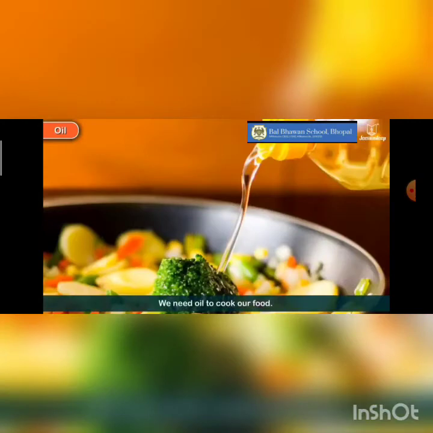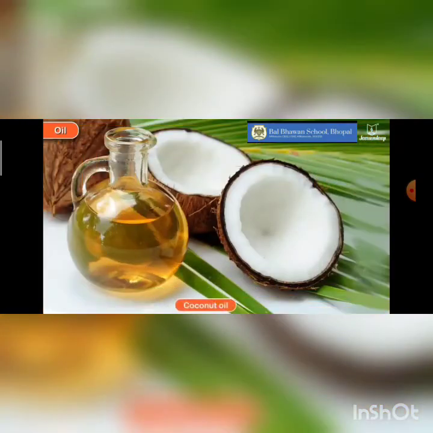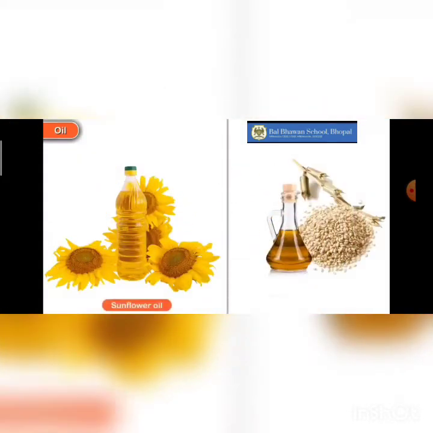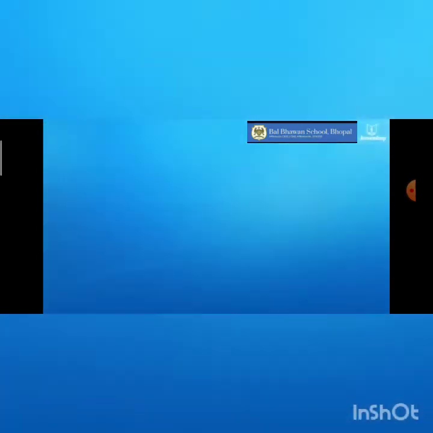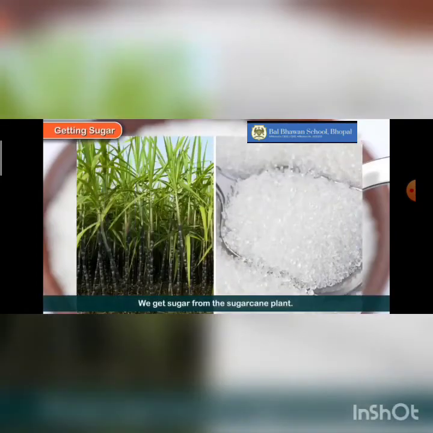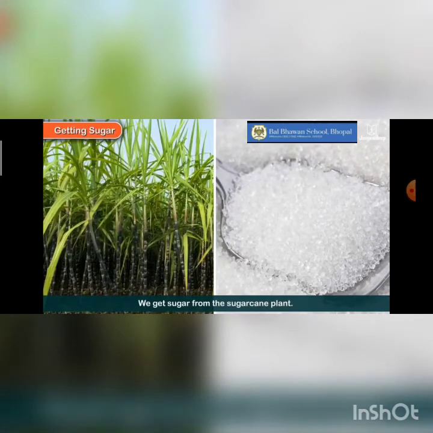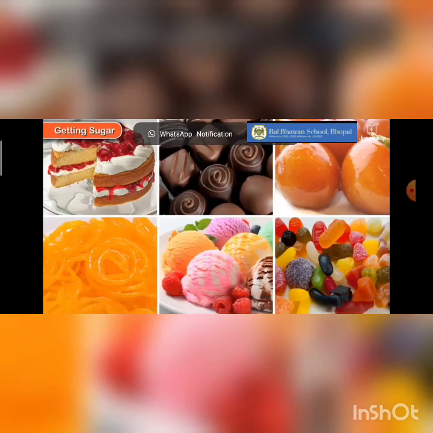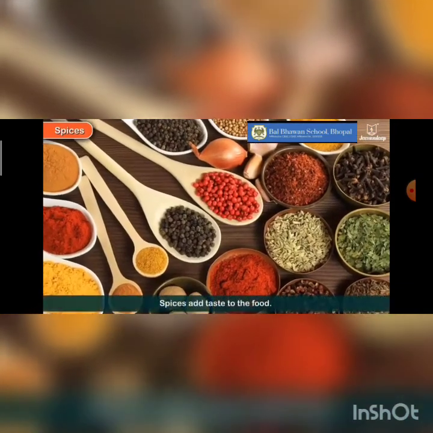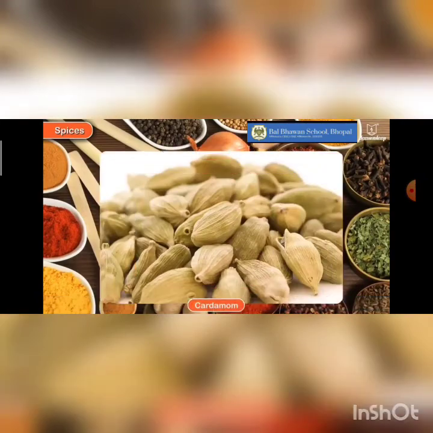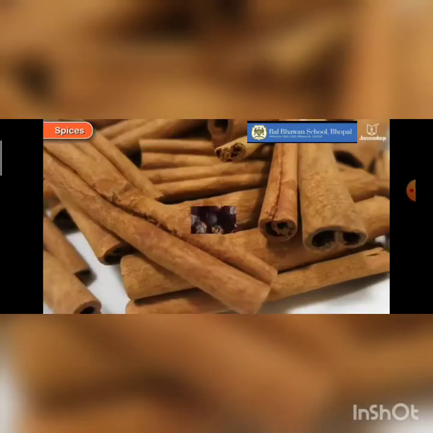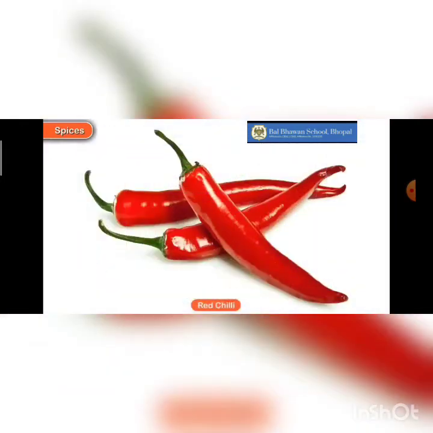Next is oil. We need oil to cook our food. We get oils from different plants such as coconut oil, groundnut oil, sunflower oil, sesame oil. Sugar is also obtained from plants, and I know everybody knows that we get sugar from the sugarcane plant. We use sugar in different edible items like ice cream, pastries, chocolates. Then spices are also used to add taste to food, and we get them from plants like cloves, cinnamon, black pepper, red chili.